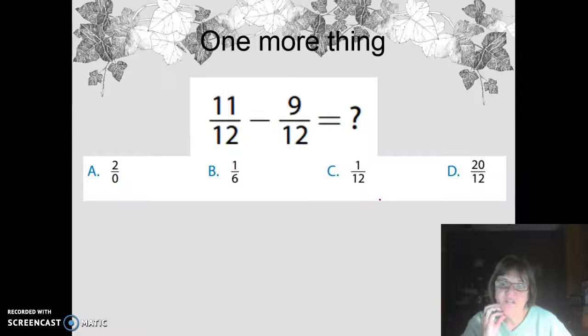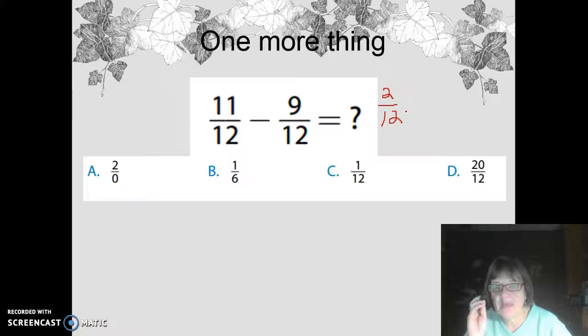Okay, now that you've done a few problems as practice, let's take a look at this one. So if we do it the way we've been doing it, 11/12 minus 9/12, that gives us 2/12, right? 11 minus 9 is 2. But wait a minute. That answer isn't there. Did I give you the wrong answers? Actually, no. Now, I've let you add and subtract without worrying about simplifying.